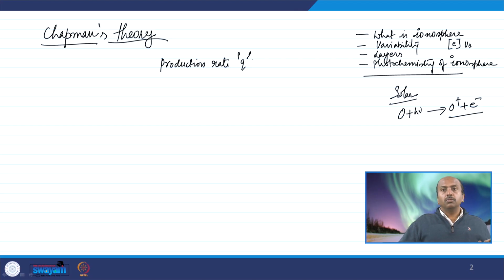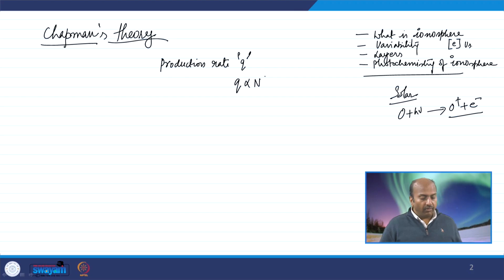How many electrons can be produced? As many neutral atoms as there are, they can be ionized and electrons can be produced. So, Q will be proportional to the number density, let us say capital N, of neutral species which are present. And it is also proportional to the intensity of electromagnetic radiation that is available at that altitude. So, Q should also be proportional to the intensity of electromagnetic radiation.